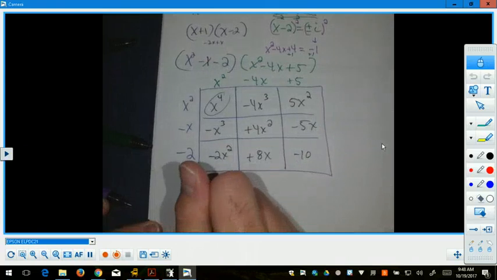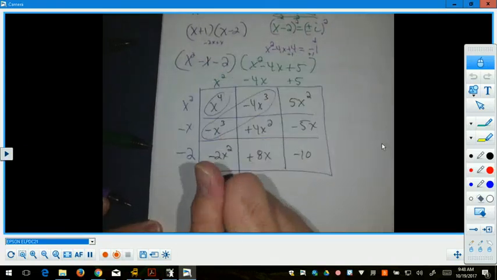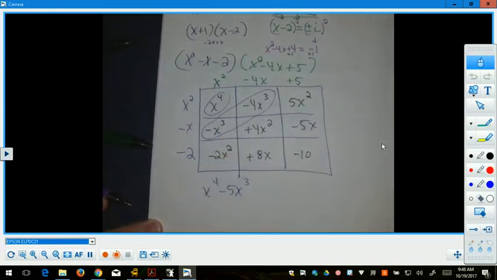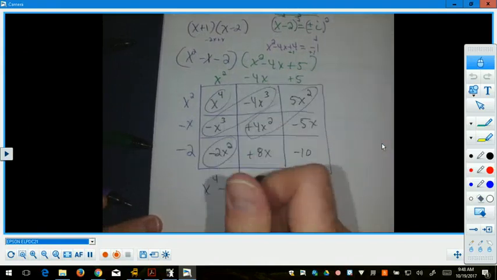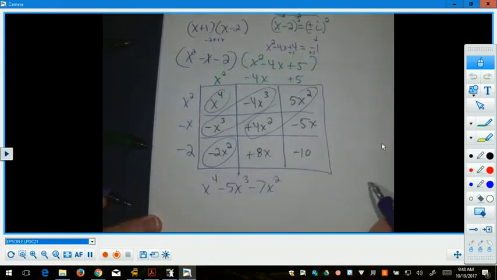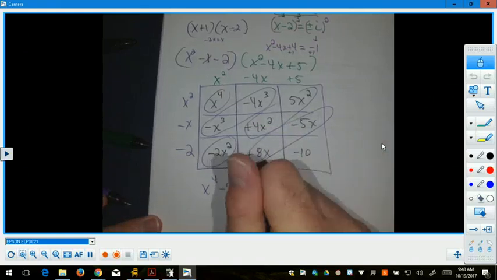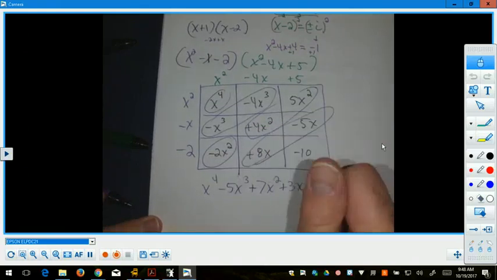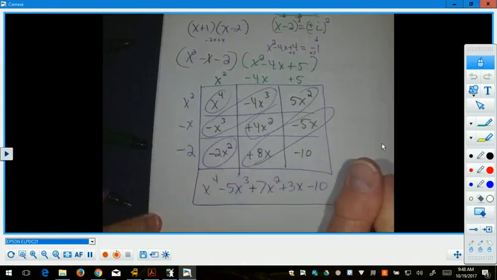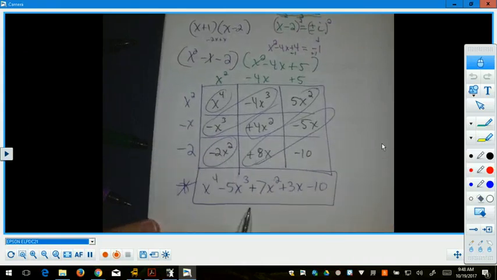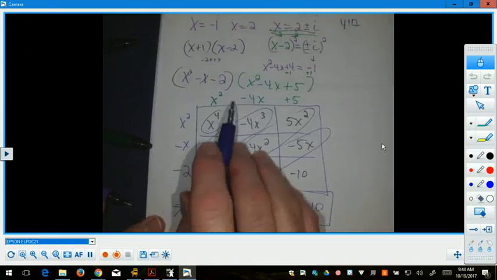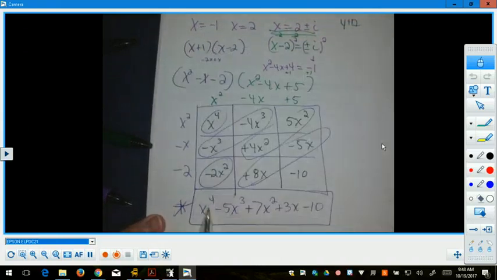Going to combine like terms, I get x to the 4th minus 5x cubed. That's 9 minus 2, so plus 7x squared. Is it positive? Thank you. Positive 7x squared, positive 3x, and minus 10. So there's my quartic equation that I built from those zeros. Any questions on that? All right.